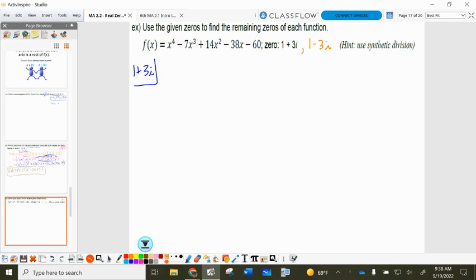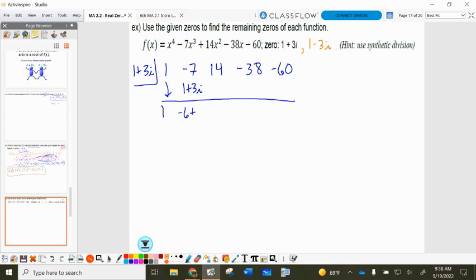And we need the coefficients of our polynomials. So we've got 1x to the 4th, negative 7x cubed, 14x squared, negative 38x, and negative 60. Okay, so we bring the first term down as is, 1, multiply it by our root, 1 plus 3i. So that's going to give me 1 plus 3i. Now, when we combine this, we're combining the real parts. Negative 7 plus 1 is negative 6, and then we're combining the imaginary parts, 3i.